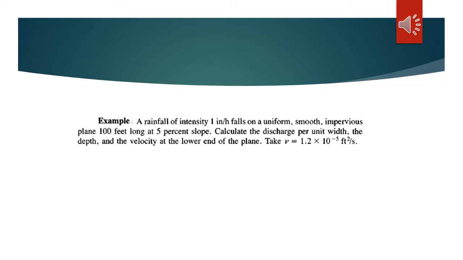Okay, let's solve one example. In order to understand better: a rainfall of intensity 1 inch per hour falls on a uniform, smooth, impervious plane 100 feet long at 5% slope. So L is equal to 100 feet and S0 is 5%. Calculate the discharge per unit width, the depth, and the velocity at the lower end of the plane. We take the kinematic viscosity as 1.2 times 10 to the power minus 5 feet square per second. Let's go to the solution.